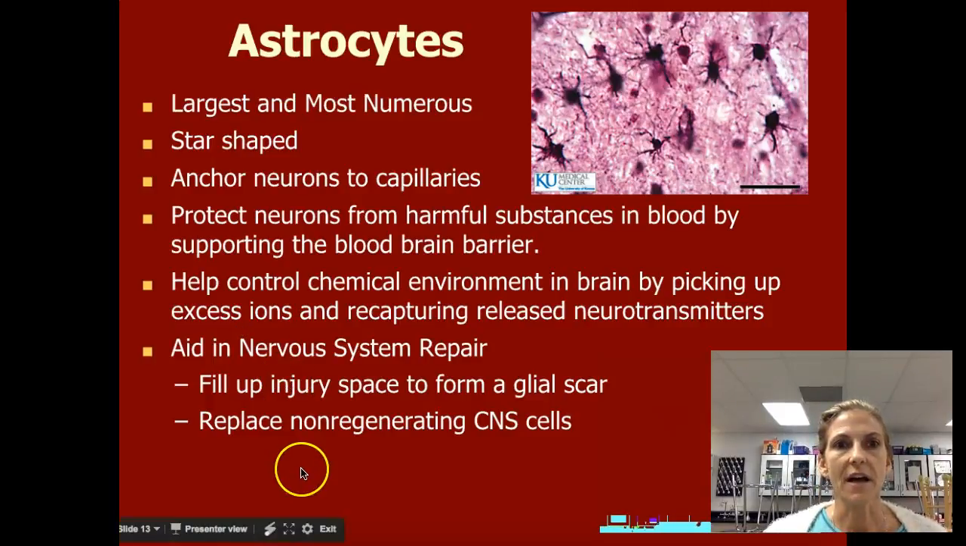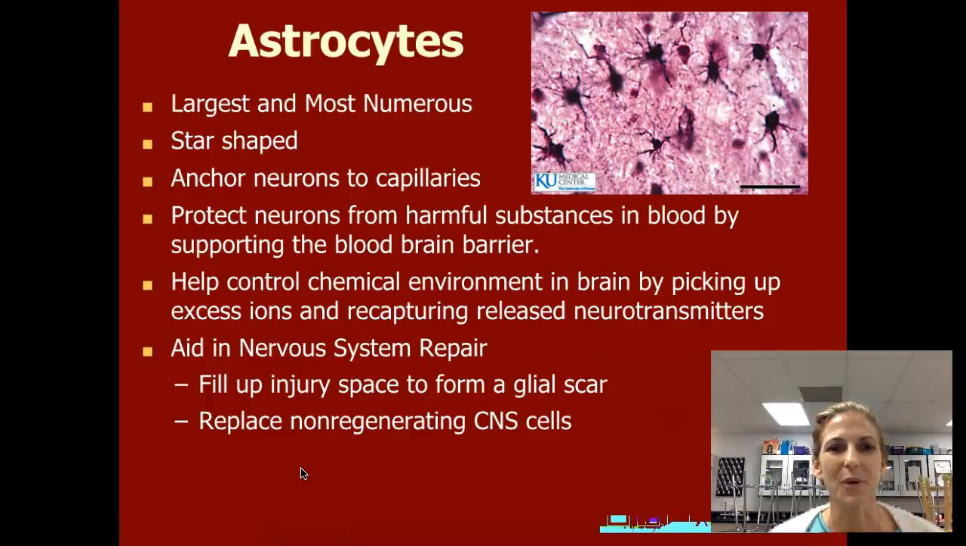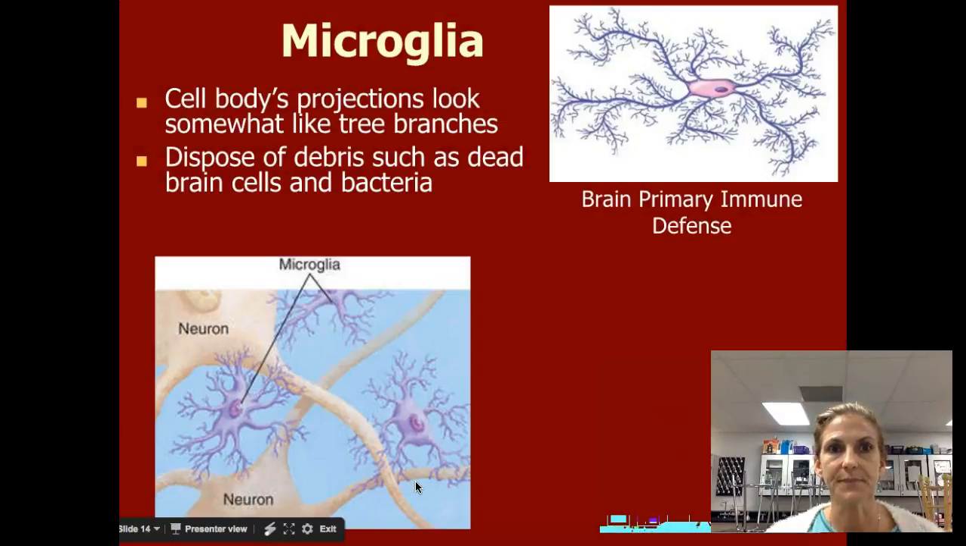So often, not so often hopefully, we have some injury to our brain, and astrocytes kind of make up the scar. So if you think of the scar on your skin is built up cells, you have some built up cells in an injured area, so it fills the gap, fills the space, and those are the astrocytes.